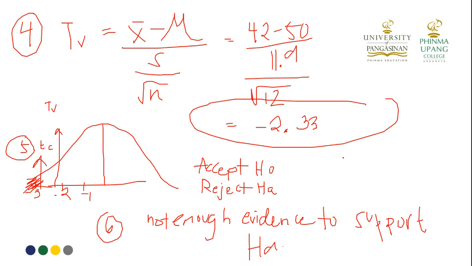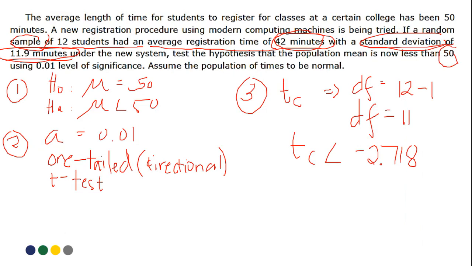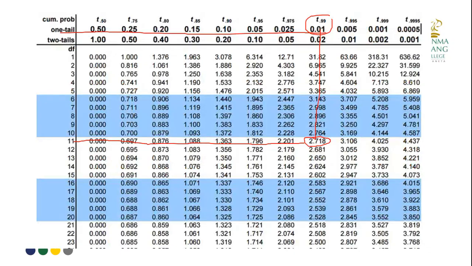Not enough evidence to support HA because we rejected the alternative. So, that's it. Next. Okay, tandaan nyo yun ha. Yung direction ng ating TC or the critical region. Yung critical region kasi is less than. Kaya may negative siya ha.